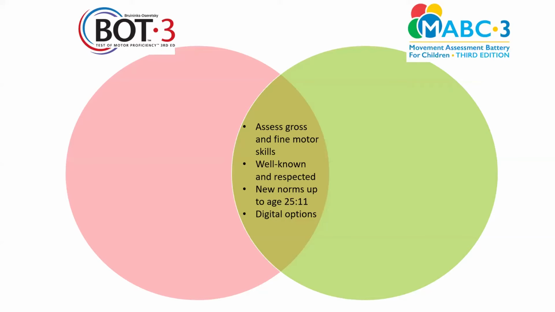So where are the differences? I'm sure you're all asking that question. The BOT-3 is a lot more comprehensive than the Movement ABC-3. It has a total of 63 items spread over those 8 subtests that Elizabeth talked about, as opposed to the 10 items across 3 domains, which we see in the Movement ABC-3. Of course, there are pros and cons to this. Sometimes you need a very in-depth assessment, and sometimes you need a brief snapshot, and that's all that's required.